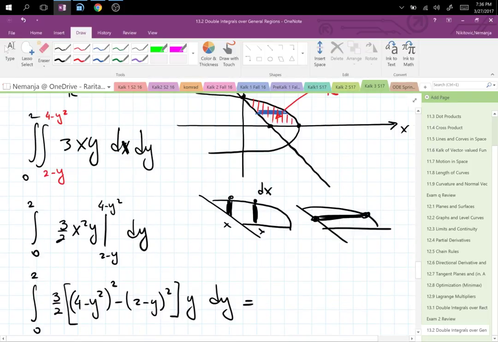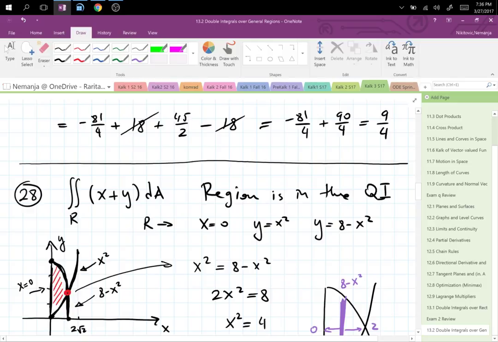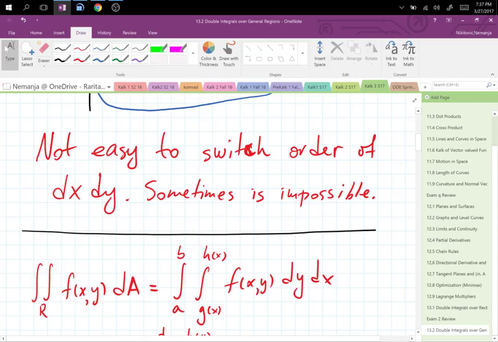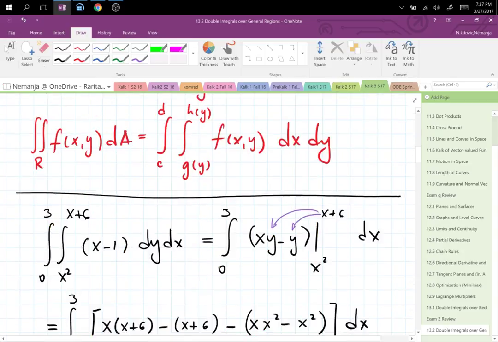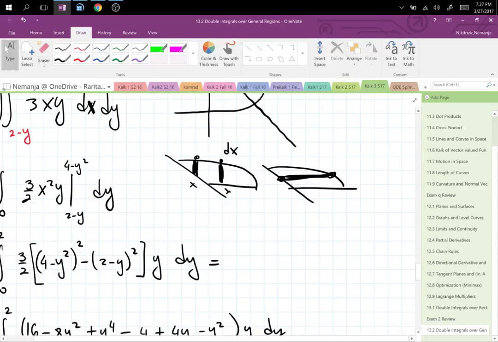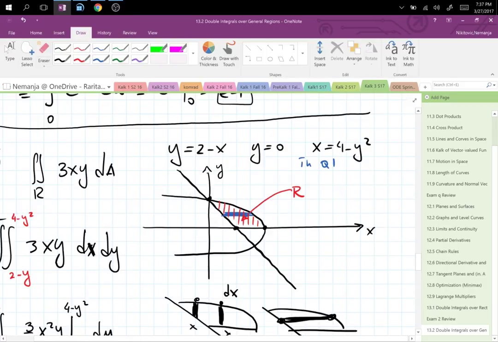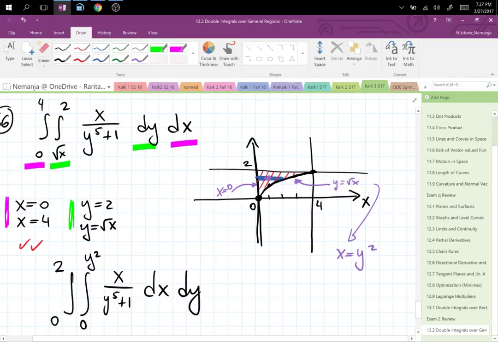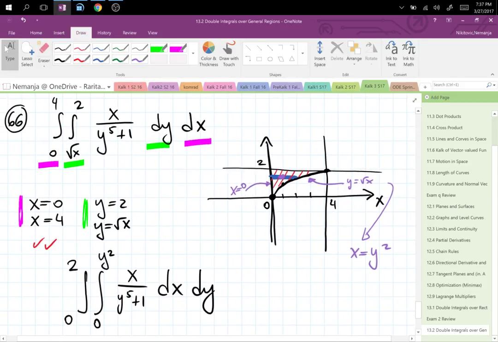And I had that written earlier in red, that you cannot just switch stuff. That was all the way at the beginning, right here. It's not easy to switch order of integration, and sometimes it's impossible. When is it impossible? It's impossible when you cannot switch the function around. So this little witchcraft we did here earlier, and in the last problem, when we switched the function there. When you can't switch those, then you can't switch the order of integration.